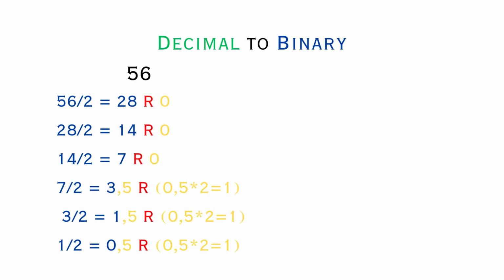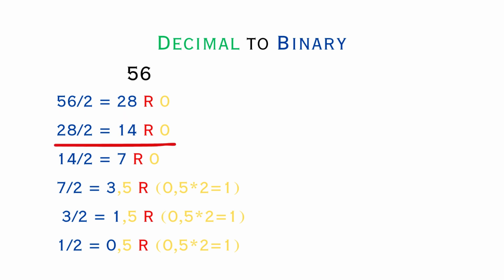Next thing, how to do from decimal to binary. This is more complex, but it's not really more difficult. Okay, let's say we want to convert 56 to binary. Let's start. 56, we need to start dividing it by 2. So we will do 56 divided by 2. 28. There's no remainder. It's an even number, so there's no remainder. So we write 0 as the remainder.